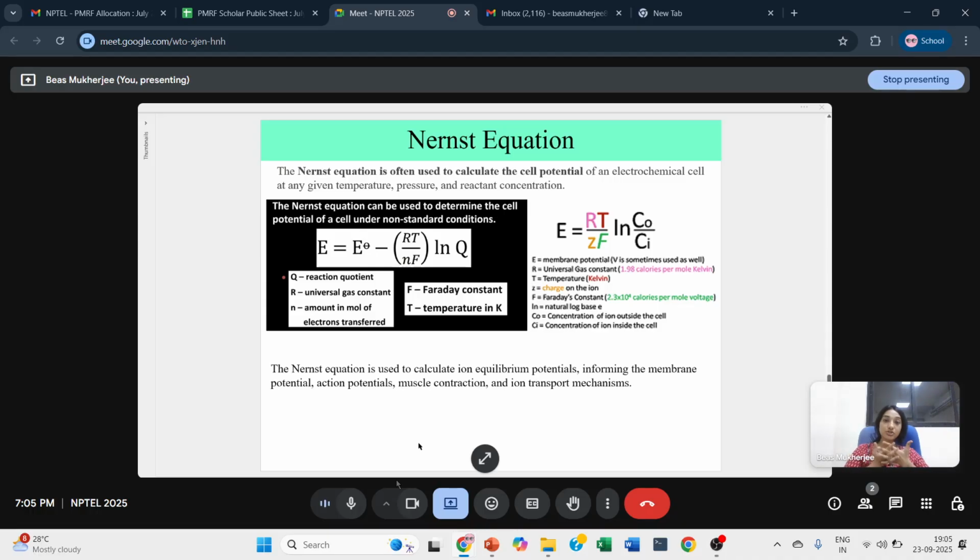So the Nernst equation is useful in calculating the ion equilibrium potentials, in forming the membrane potential, action potential, muscle contraction, ion transport mechanisms, etc.